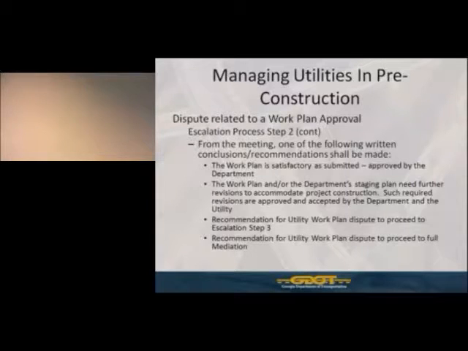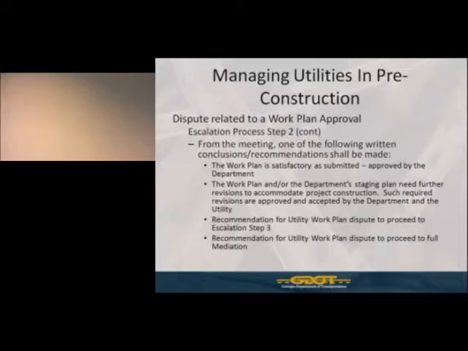Second option would be that it's determined that the work plan or the adjustment schedule and/or possibly the department's staging plan or roadway plans may need additional revisions to accommodate the project's construction. If that's the case, once such revisions are approved and accepted by the department and the utility owner, then we're ready to move forward.